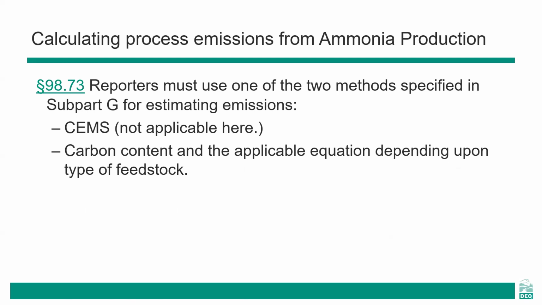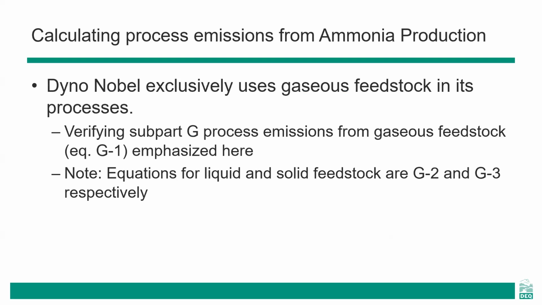There are two different methods specified in Subpart G for estimating emissions from ammonia production. The ammonia production facility in Oregon estimates their emissions through the carbon content of the feedstock and the applicable equation. Since the facility produces ammonia from natural gas, equation G1 is utilized to estimate the reported greenhouse gas emissions under Subpart G.